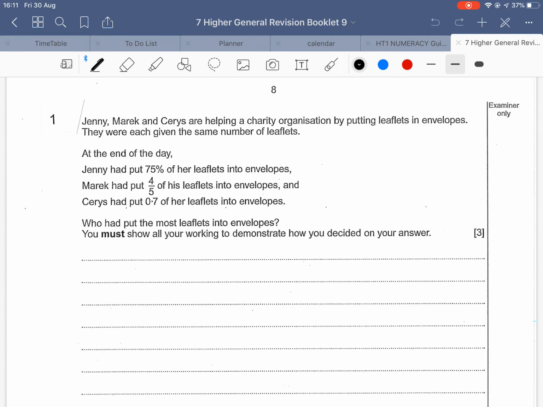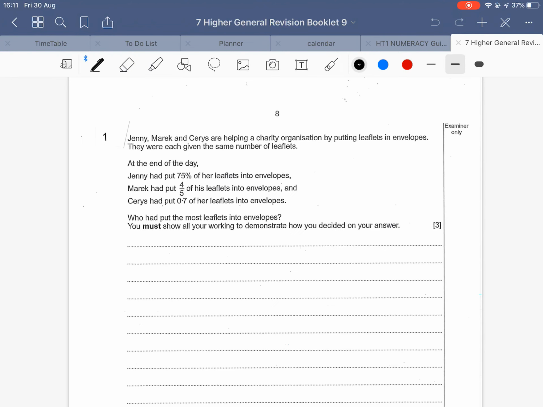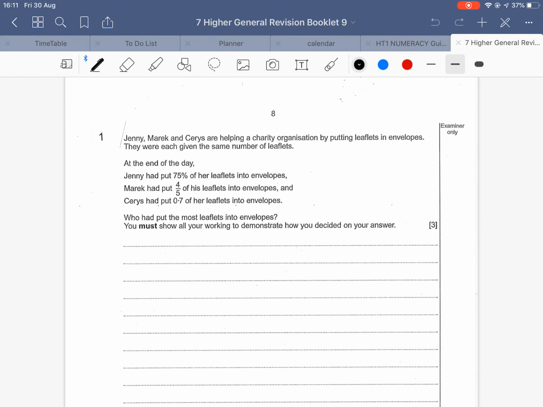They are each given the same number of leaflets. At the end of the day, Jenny has put 75% of her leaflets into envelopes. Mark has put 4/5 of his leaflets into envelopes. And Karis has put 0.7 of her leaflets into envelopes. Who has put the most leaflets into envelopes? You must show all your work and demonstrate how you decide your answer.